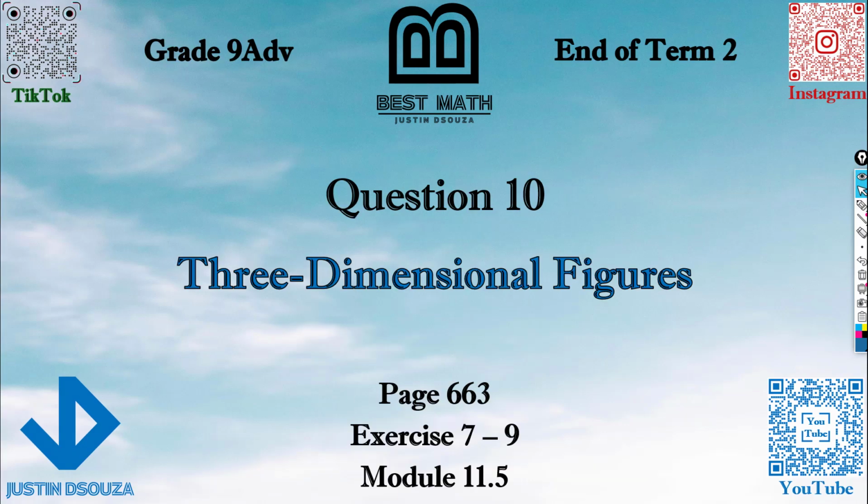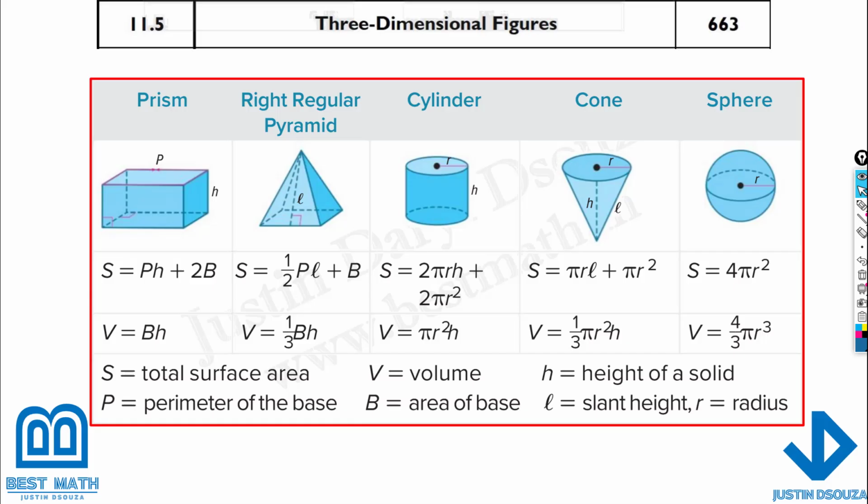Here we will study about three-dimensional figures. We will study how to find their surface area and volume. We have prism, pyramid, cylinder, cone and sphere. It is very important to remember these formulas, and I'll try my best to simplify as much as possible. You need to know what type of prism it is, whether it's a rectangular prism or a triangular prism.